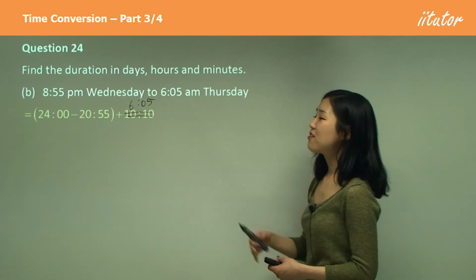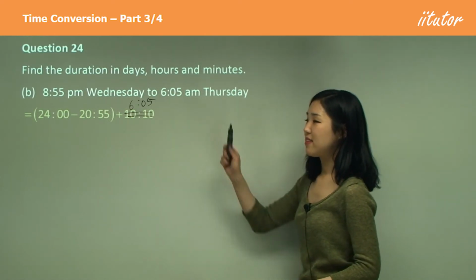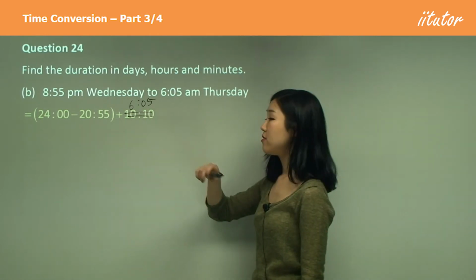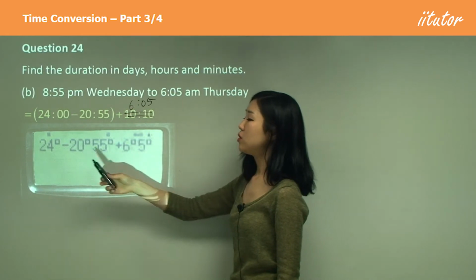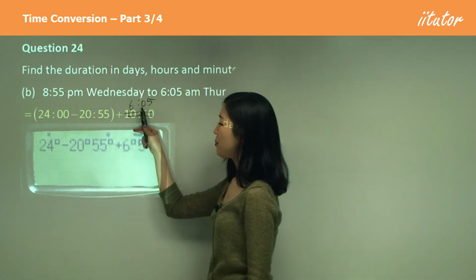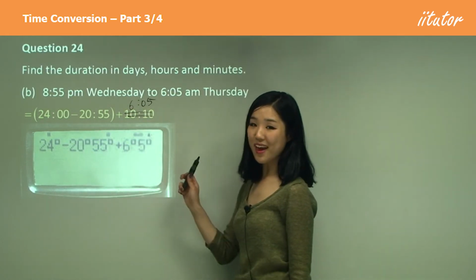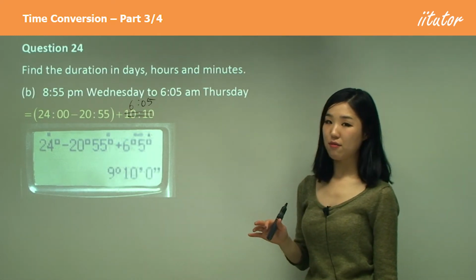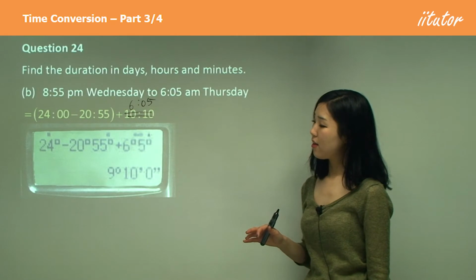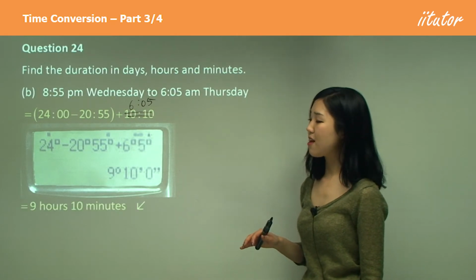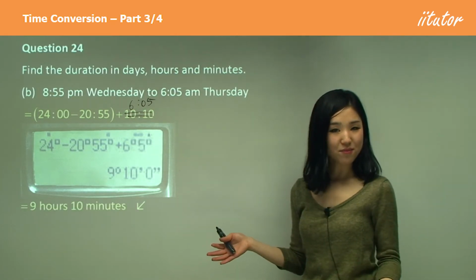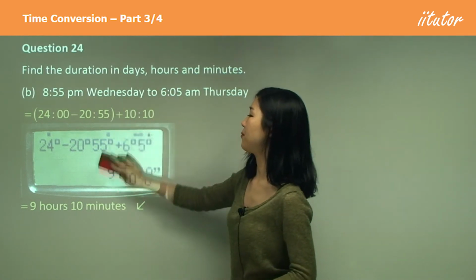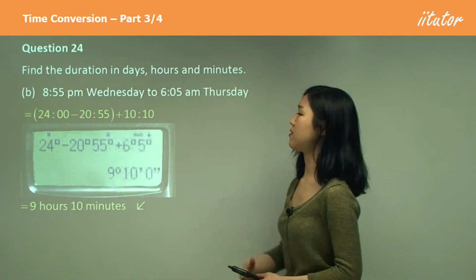So we've got 24 hours minus the 20:55, and then we add on the remaining time. So it's gonna look like this on a calculator. 24 minus that plus the 6:05, okay? Just like we always do. And then calculate it, that's what you should have. Yeah? So therefore, the answer is 9 hours and 10 minutes duration. That's it. So it's the same kind of question as what we did in part A. Okay? And yeah, that should be 6:05.